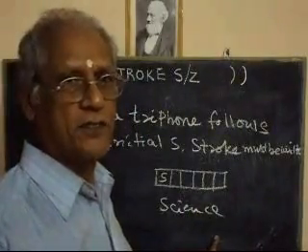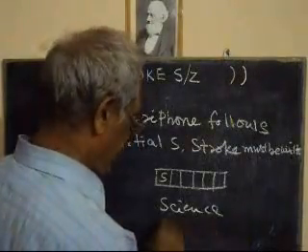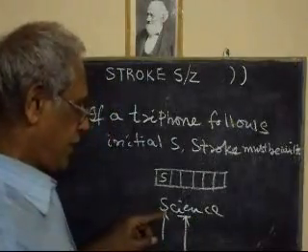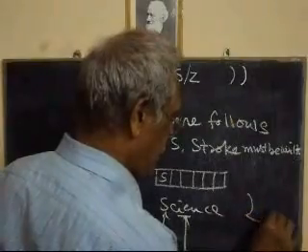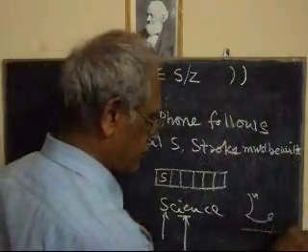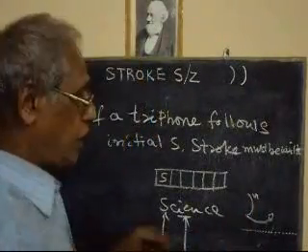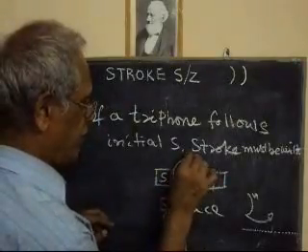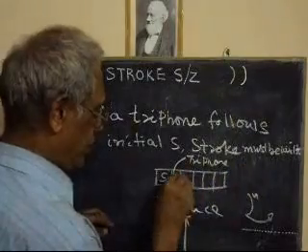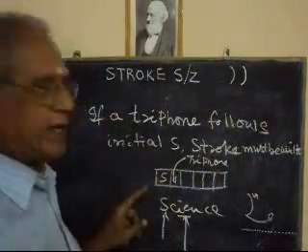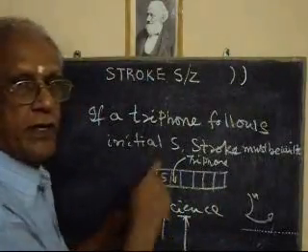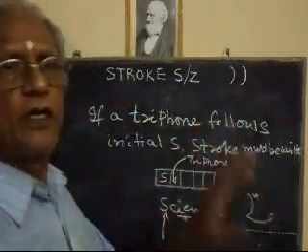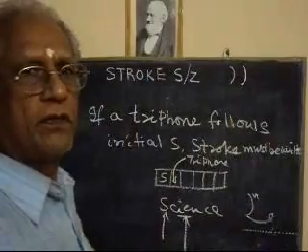We call it science. Here, suppose this is the initial S. Immediately, there is a triphone. Science. Now, there is no preceding vowel, maybe, but if a triphone follows immediately, yes, then this S must be written with the stroke form. These are the alternate forms, circle or stroke. Now we are dealing with the use of the stroke form.